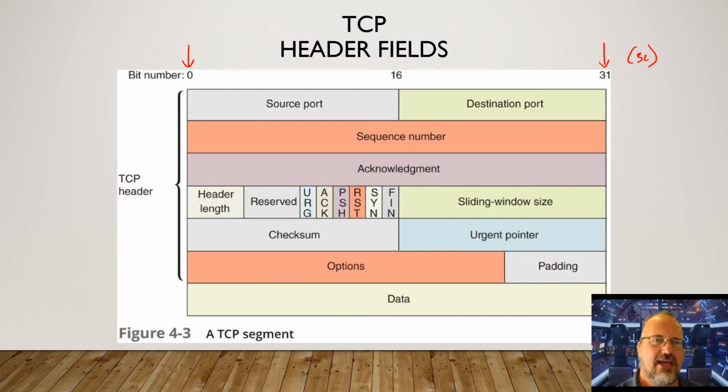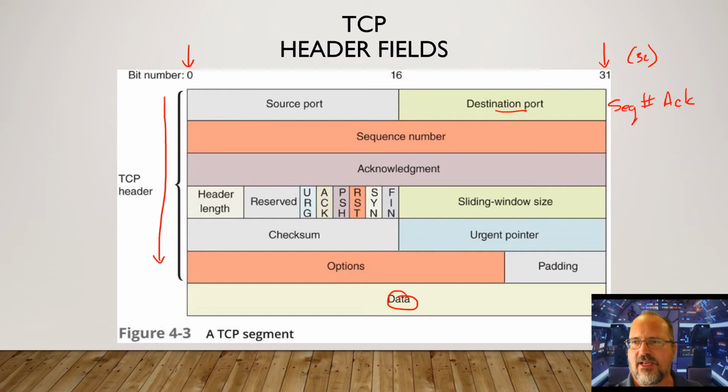Now we show it as being stacked, going all the way down to our data. But think about this: it's just a series of pulses. It would be more correct to write this as source port, destination port, sequence number, acknowledgement, all going across. Why? Because they're coming through a single wire in the form of zeros and ones.